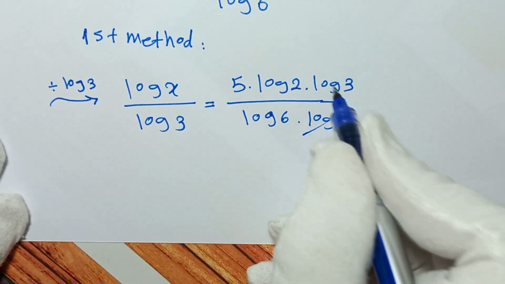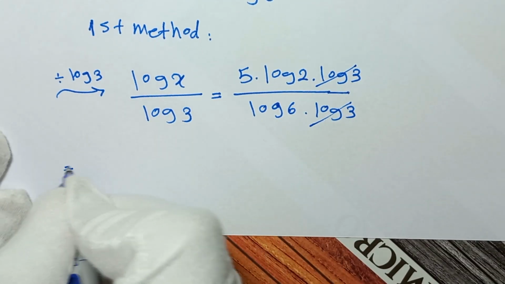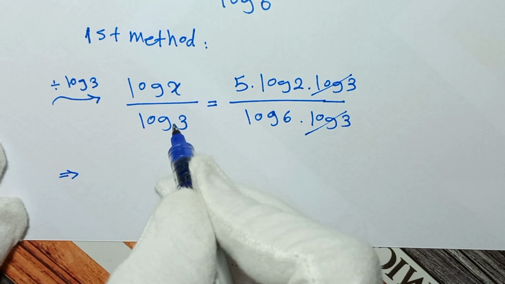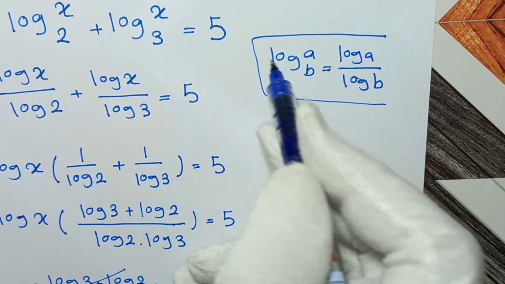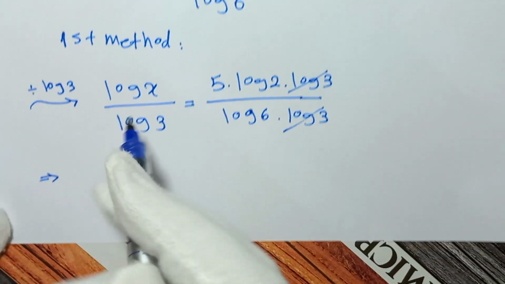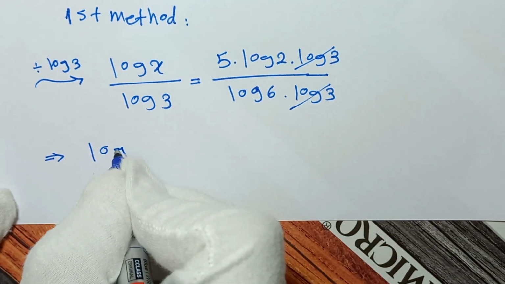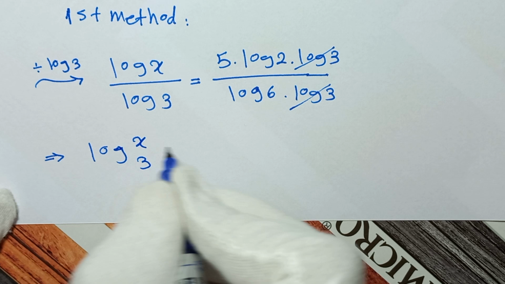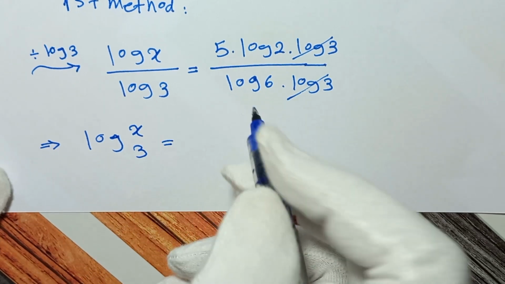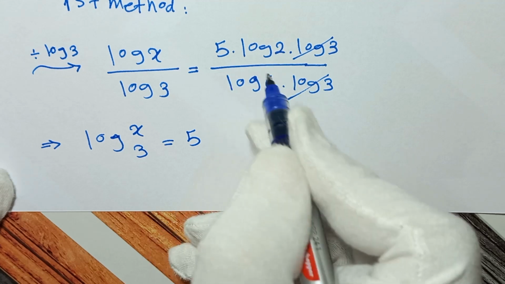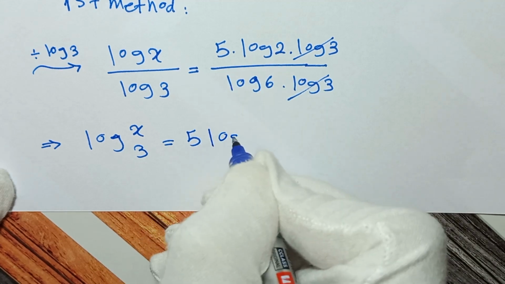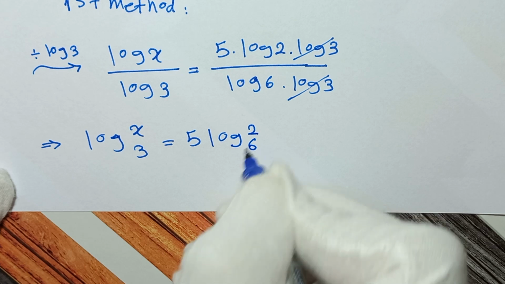So here this will cancel this, and we have log x over log 3. And from this formula, if we have log a over log b, we can write log a to base b. So we write this as log x to base 3 is equal to 5 times log 2 over log 6, and we can write log 2 to base 6, right?